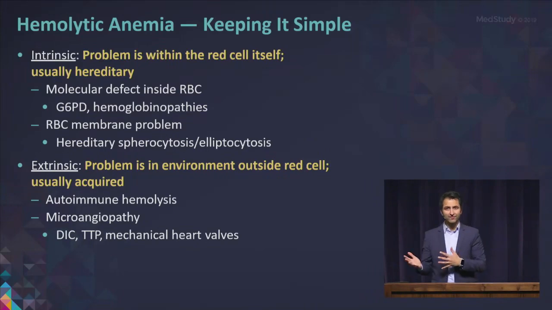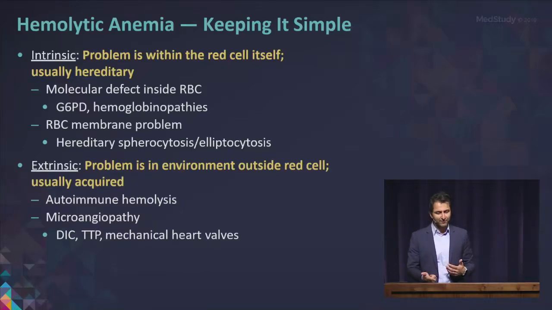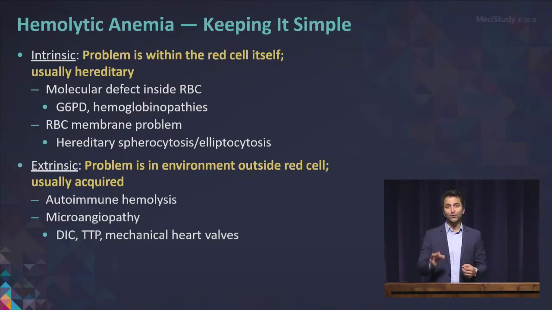Or you could have an extrinsic hemolytic anemia. The problem is usually outside of the red cell in the environment, and these are usually acquired, not inherited. And the hallmark example here is autoimmune hemolytic anemia. And this is the one type of hemolysis where you'll have the positive Coombs test. Remember that.